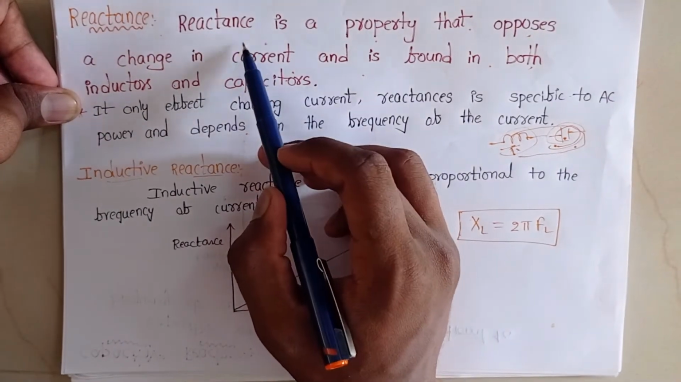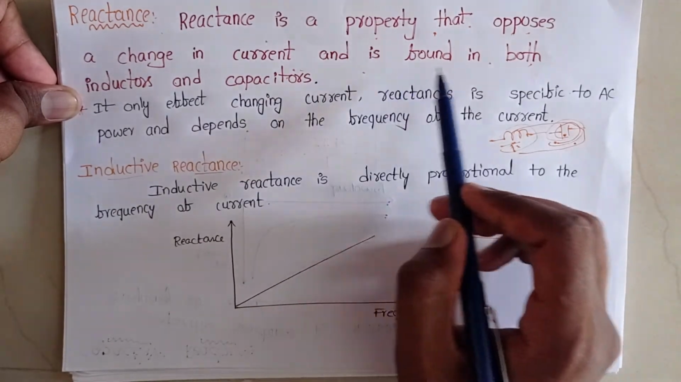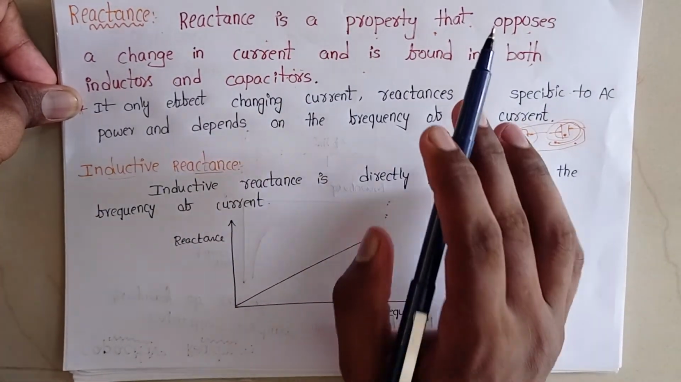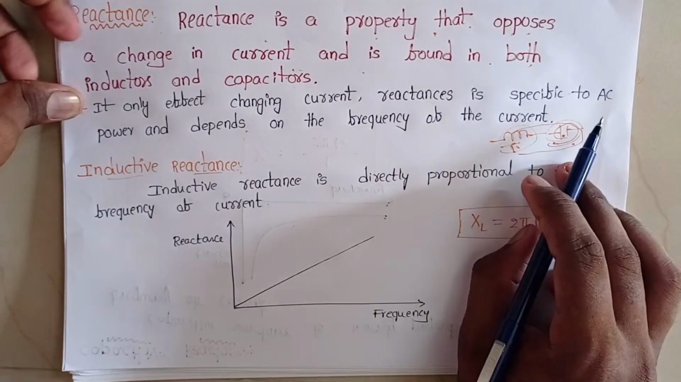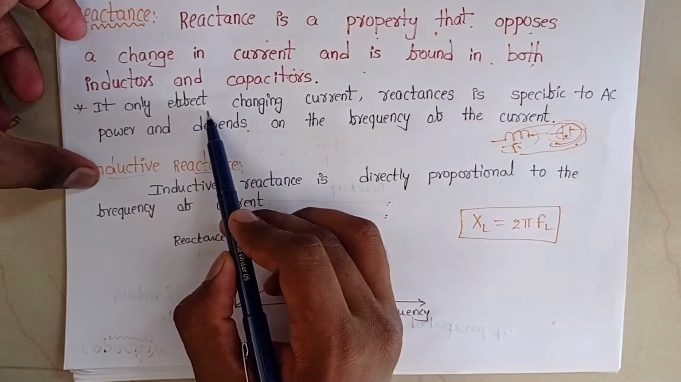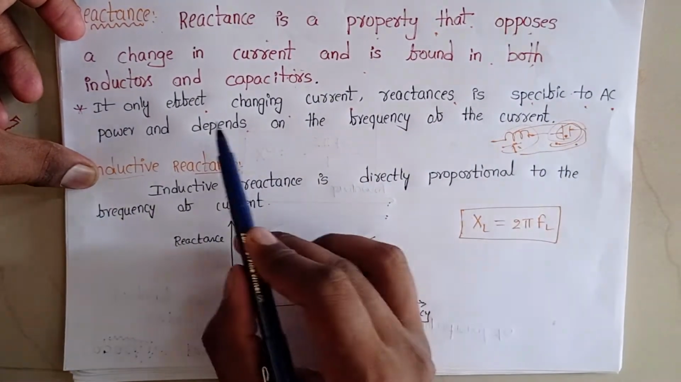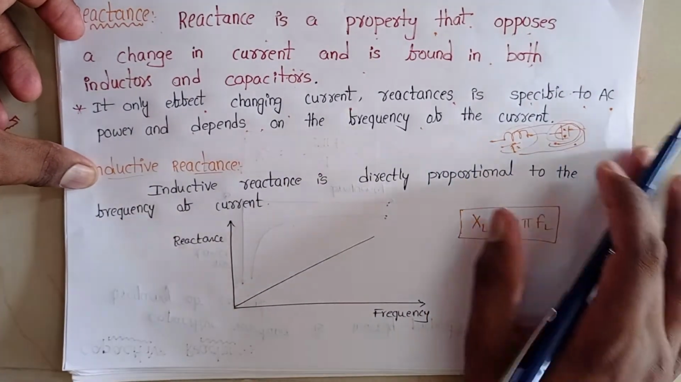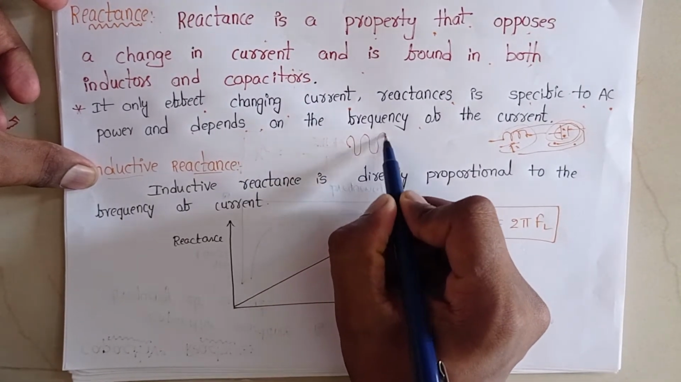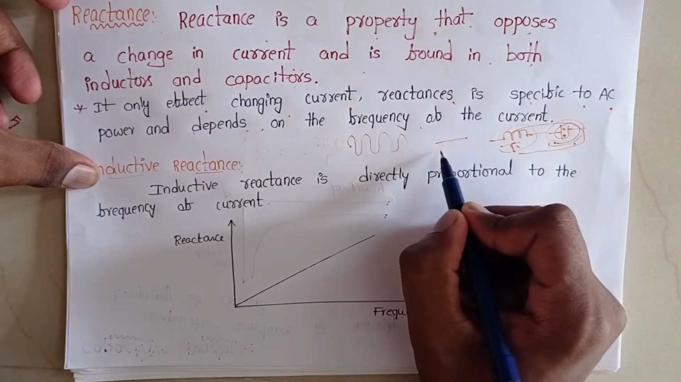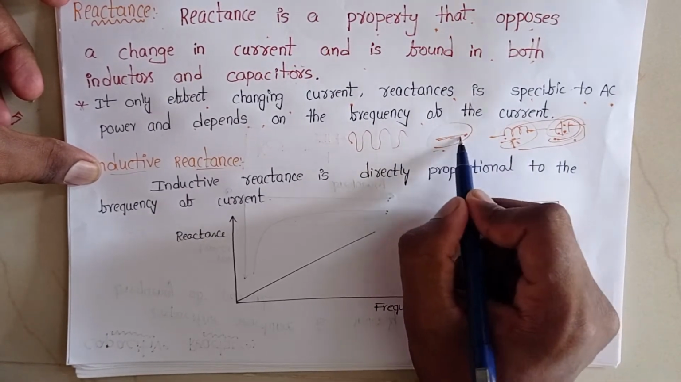Reactance is a property that opposes a change in current and is found in both inductors and capacitors. Here reactance is only present in inductors and capacitors. It only affects changing current. Reactance is specific to AC power and depends on the frequency of the current. Consider this is the AC current, alternating current, and this is a DC current. If we apply DC current to the inductor and capacitor, DC current means there are no fluctuations.